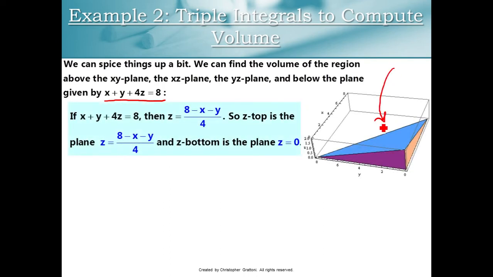It's a little pyramid-looking thing. And of course there's geometry formulas you can use to find the volume of that region. We'll use that to check our work, but that's not the point of these problems. They'll get more complicated than basic geometry formulas very soon.